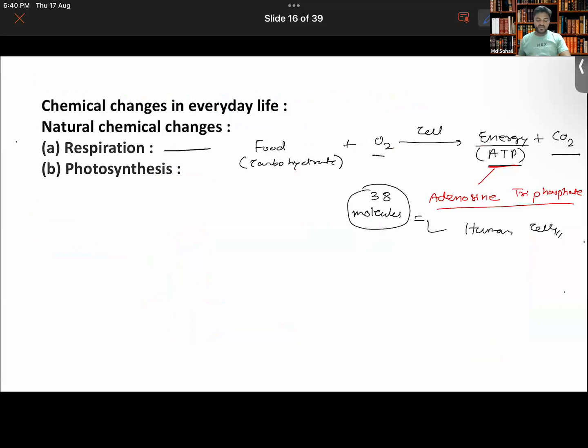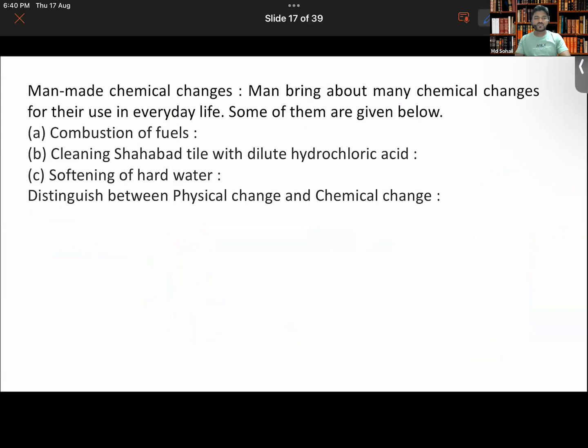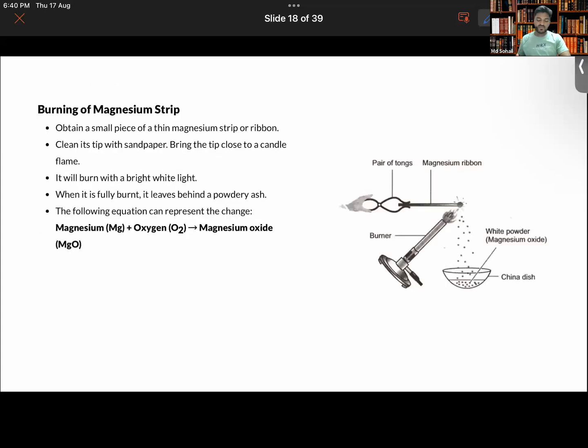Okay, now let's move on. Some of the chemical changes in our everyday life, we talked about them as well: respiration and photosynthesis. Then we also talked about some man-made chemical changes: combustion of fuels, cleaning a tile with the help of acid, softening of hard water. You can include other examples as well. For example, burning of magnesium can also be included in this one. Burning of magnesium ribbon. Right, guys? Okay, now let's move ahead and discuss some of the chemical changes in more detail.